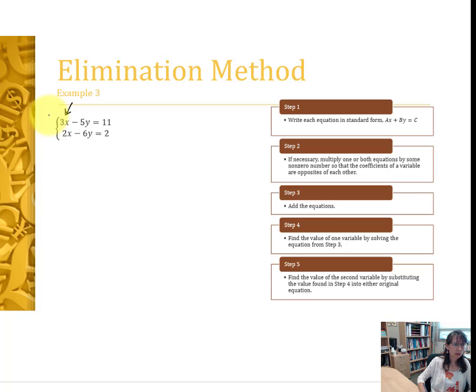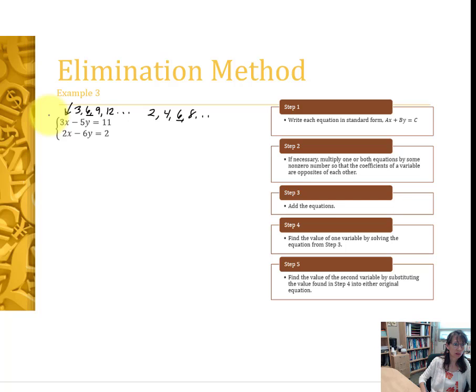So if I count by threes, 3, 6, 9, 12, so on. Then I'm going to count by twos, 2, 4, 6, 8, so on. Do you notice how both of these have a common multiple of 6? So that's a quick way to figure out what coefficient we are trying to turn these into.